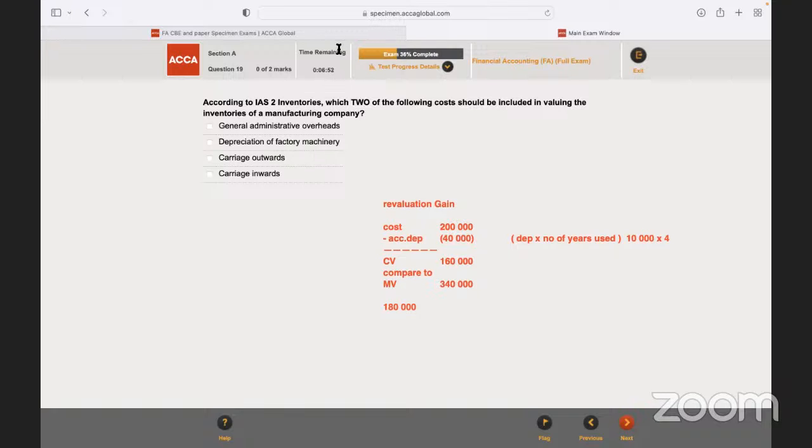Okay, so guys, if you're a manufacturing company, what are the two things that you will consider as cost of inventory? Yeah, very good. Those are the two correct answers. So normally, guys, general admin.